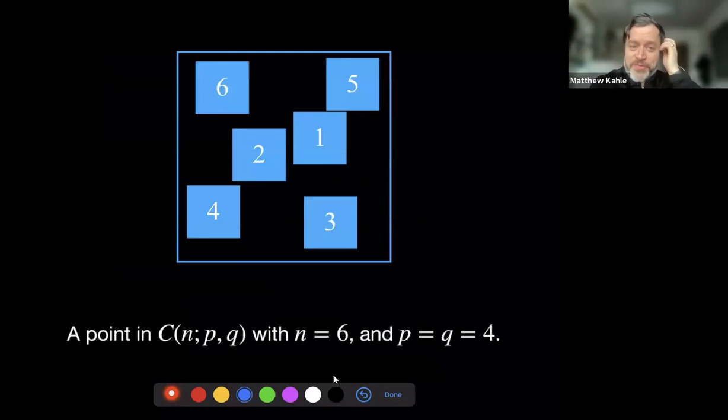So here's an example of a point in our configuration space. This is one point. In this case, if there's 6 squares, that's a 12-dimensional configuration space, because we have to record 2 coordinates for each square. So there's some big complicated 12-dimensional shape that records all possible positions. And this is just one point in that space. As the particles move around, you explore the whole space.